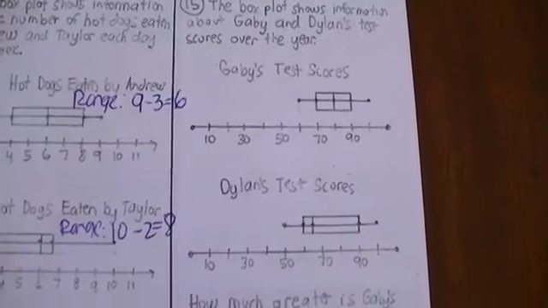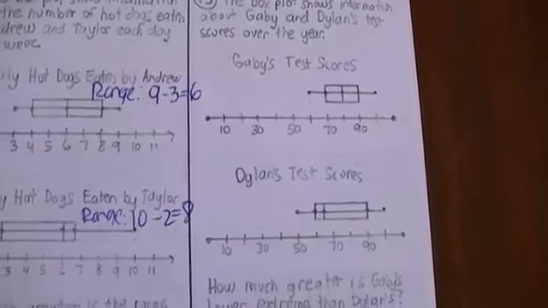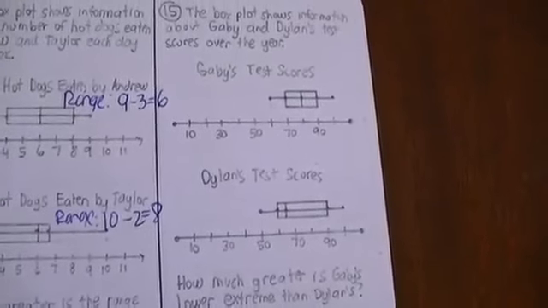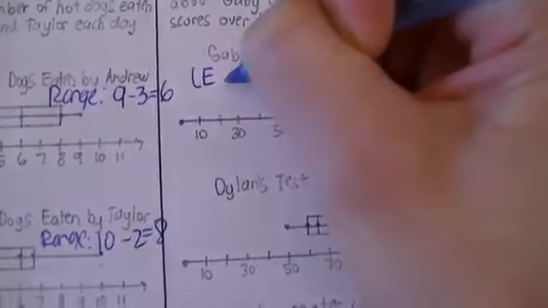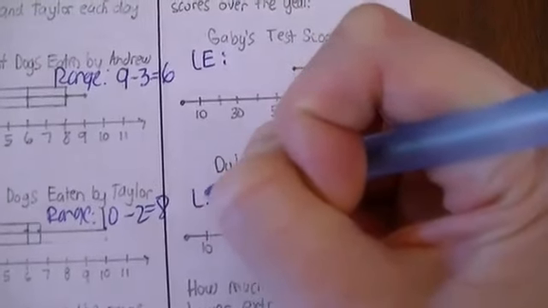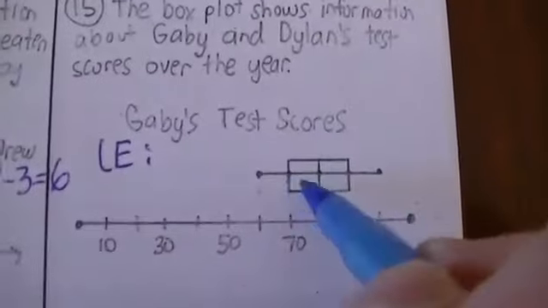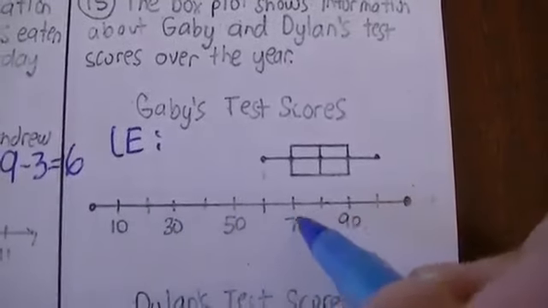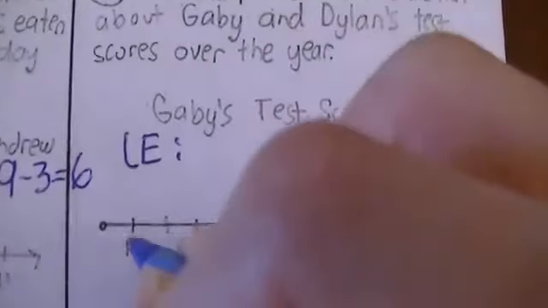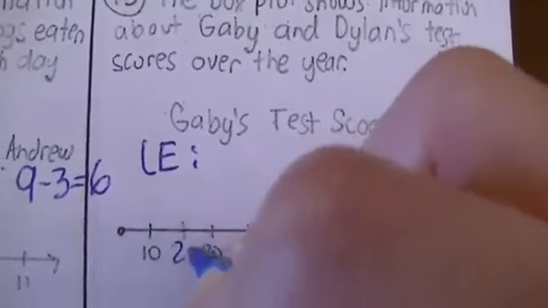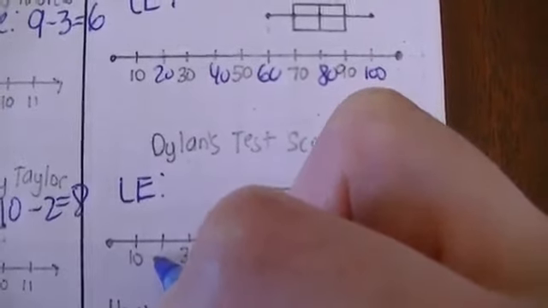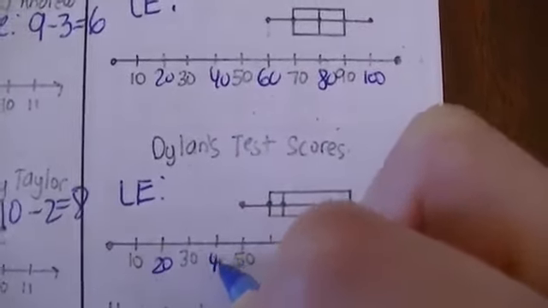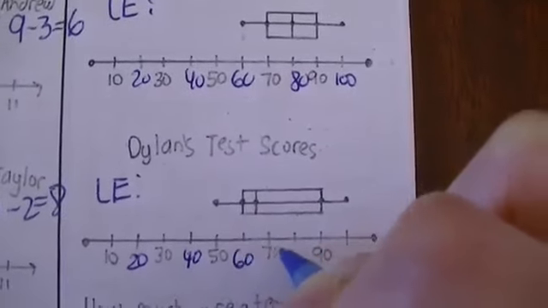Okay, the box plot shows information about Gabby and Dylan's test scores over the year. How much greater is Gabby's lower extreme than Dylan's? So let's find lower extreme. I'm going to abbreviate it, lower extreme. Or you could call it the minimum. So lower extreme right here is, oh, we should fill in this number line. Remember, number lines always jump consistently. So it looks like they're counting 0 to 10. So 10, 20, 30, 40, 60, 80, 100. Same with Dylan's. Fill it in so you don't mess up later, okay? Don't skip that step. I know it takes like 2 seconds, but just do it so you don't mess up.